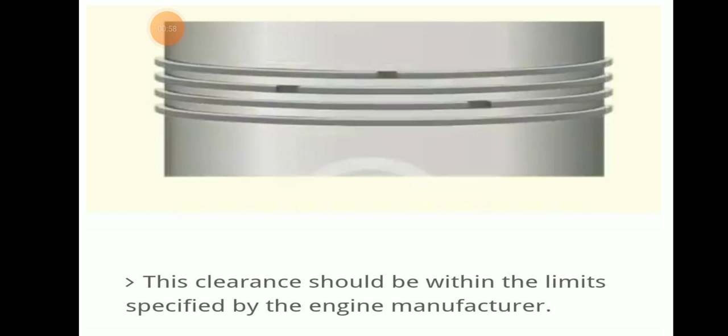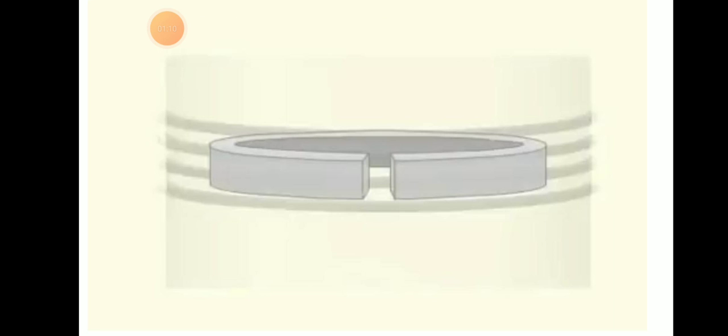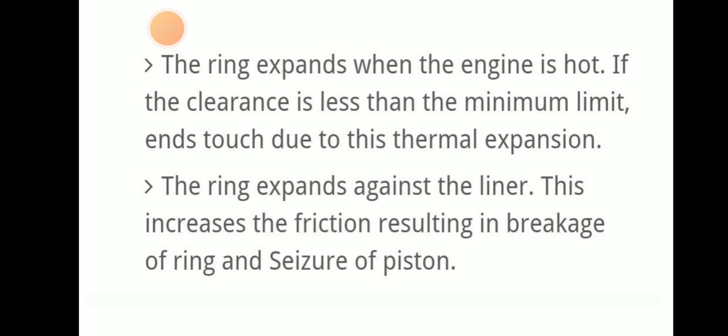Here we can see this is the butt clearance. The clearance should be within the limits specified by the engine manufacturer. Here we can see the piston rings of a piston. It should not be excessive; it should be within the limit. In a piston ring, a small gap should be there. This gap is known as butt clearance or gap clearance.